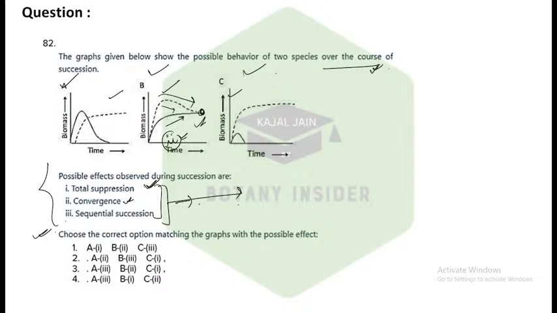So if I mark B with the second one, I can eliminate the second and fourth options. The answer is either 1 or 3, right? Then you have total suppression. If you look at the third option, one of the species is increasing in an exponential manner and the other one got completely suppressed, right? So just with the help of what is depicted in the graph, I am not doing anything else, right? So C gets marked with what?